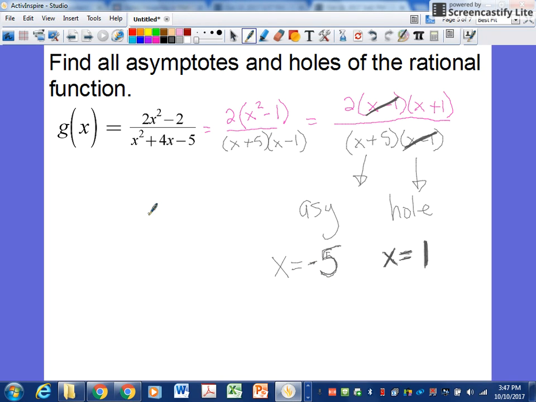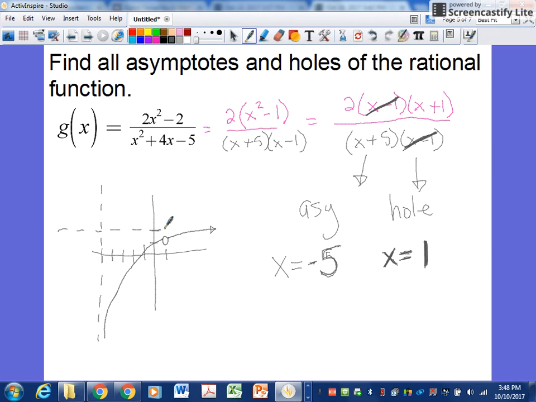Okay, so let me show you real quick what that actually looks like. This won't be perfect, of course. So we have a vertical asymptote at negative 5. And the graph is going to do something like this. But over here, when it gets to positive 1, it's going to have a hole, and it's going to continue on. So this one has a horizontal asymptote at 2.